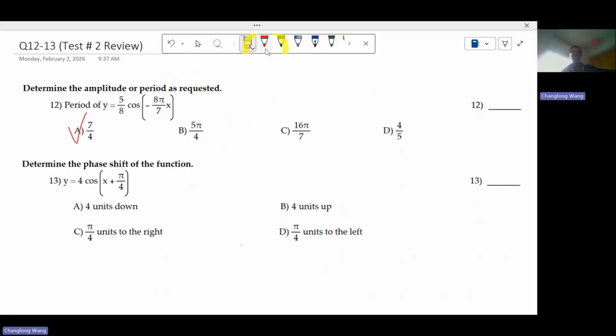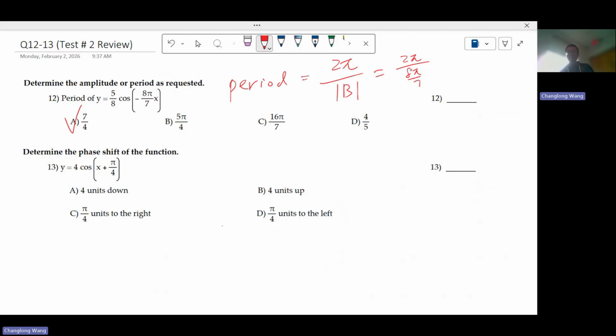Let's make it official if you haven't been using it, with that ugly b coefficient, right? I think you should just get a bit more mathematical. Here is 2 pi over the absolute value of b, right? So now you just plug in and solve for the period: 2 pi over the absolute value of negative 8 pi over 7, which is 8 pi over 7.